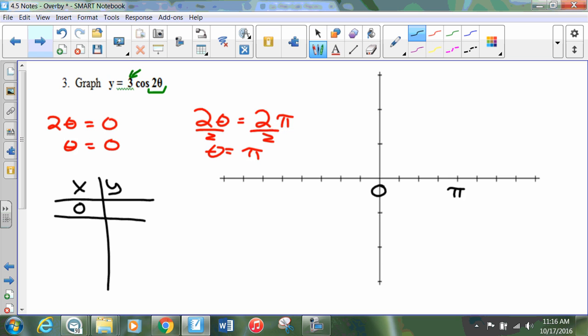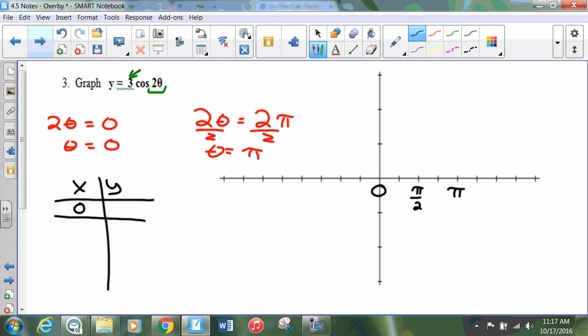Okay, so we start at 0, we end at pi, and now we've got to figure out the 3 tick marks in between. This is where it gets a little tricky. So I know that I want the halfway mark, and when I get the halfway mark of anything, I add the 2 endpoints together, and then I divide by 2, right? So 0 plus pi is pi, divided by 2 is pi over 2. And that's my middle tick mark.